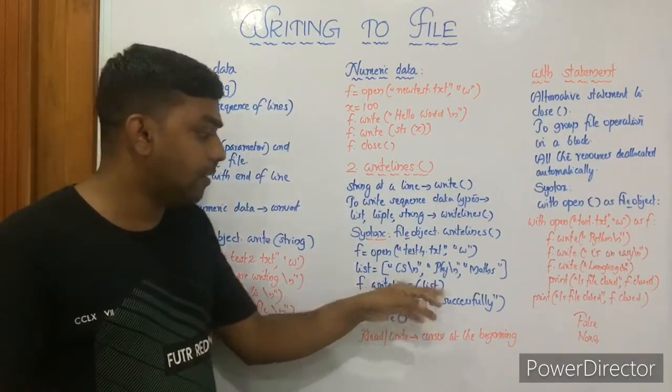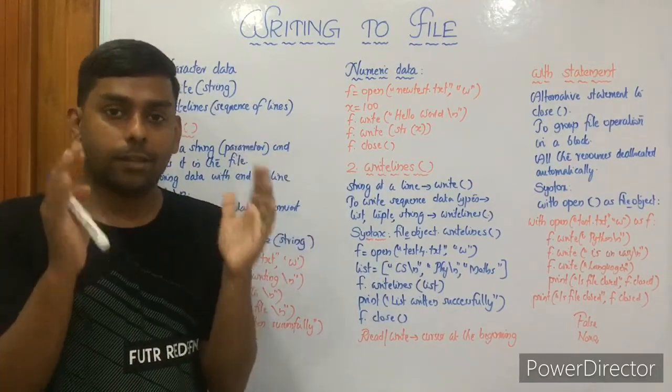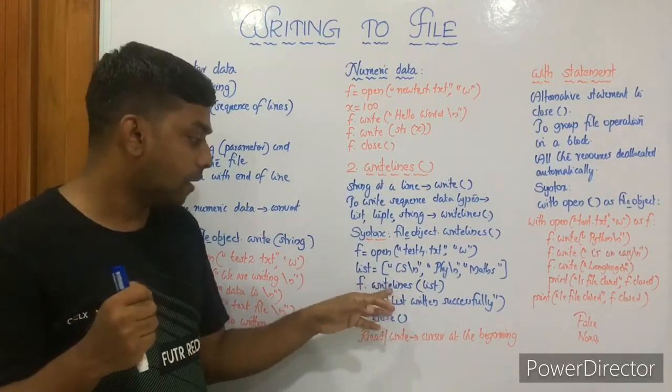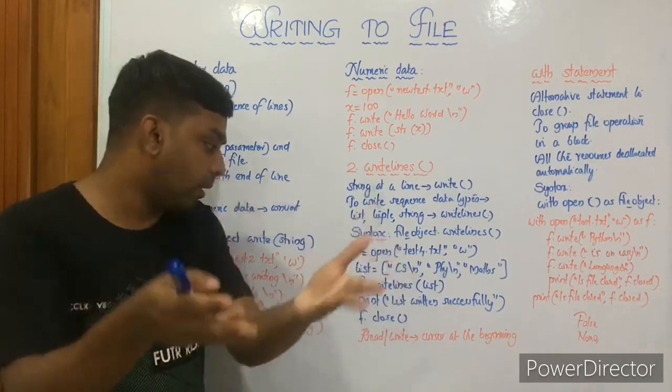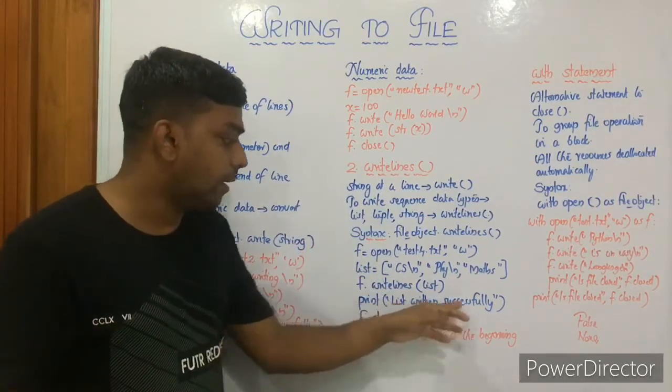Then f.writelines(list). Of course, writelines is a function that can take something as a parameter. We are passing the list as a parameter. So what happens is, the list will be written onto the file. We'll be seeing it. Print "list written successfully."